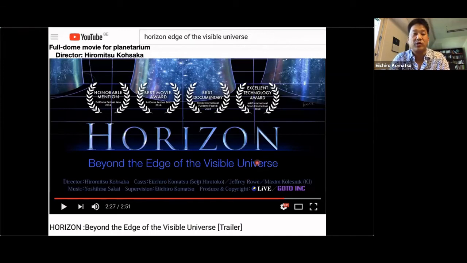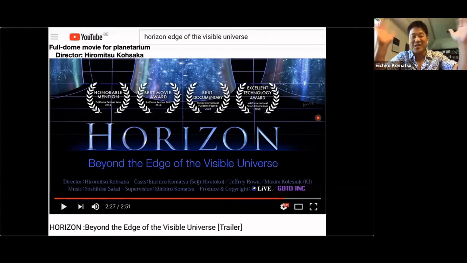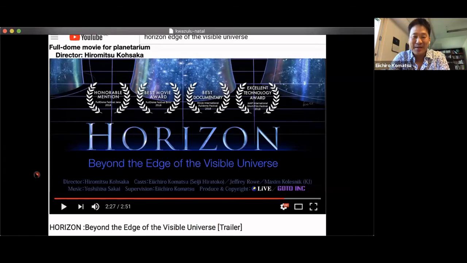But I wanted to show a bit of the movie so that you can get some idea. Now you have to imagine it's a full dome movie. You're going to see a circle here, and the middle is the zenith, so it's the top of your head. And this is the front, this is the back, side to side. So you have to imagine that in your head, okay? So there you go.